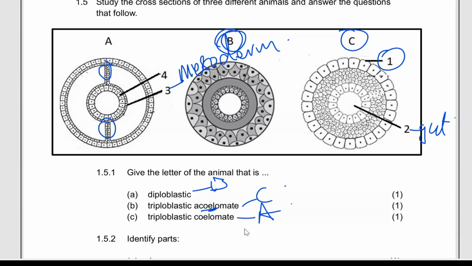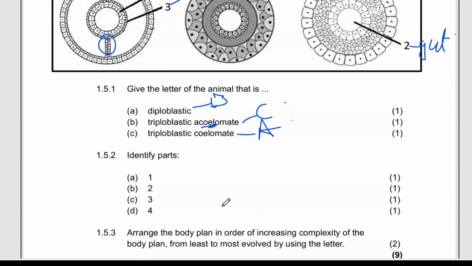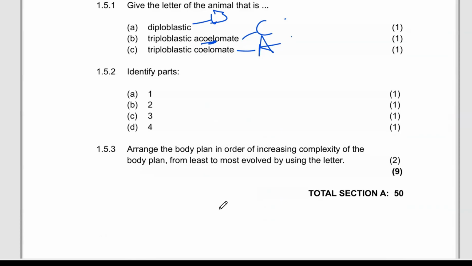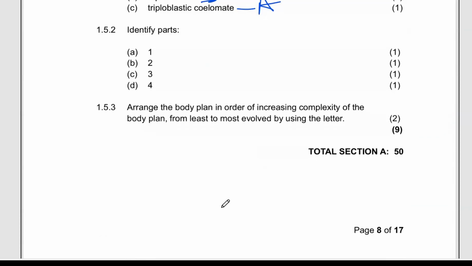Mesoderm. And then when we say 4, what is 4? 4 is the endoderm, the inside layer, the inner layer, endoderm. Yes, so that is it. Identify parts labeled. Okay, we are done with that.